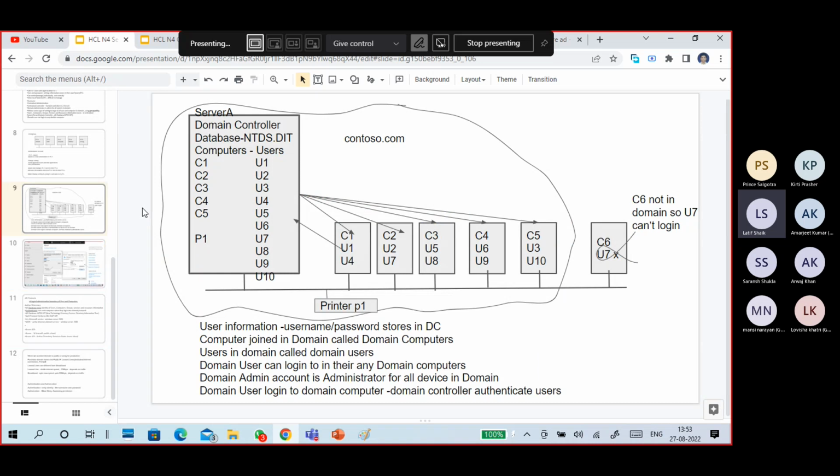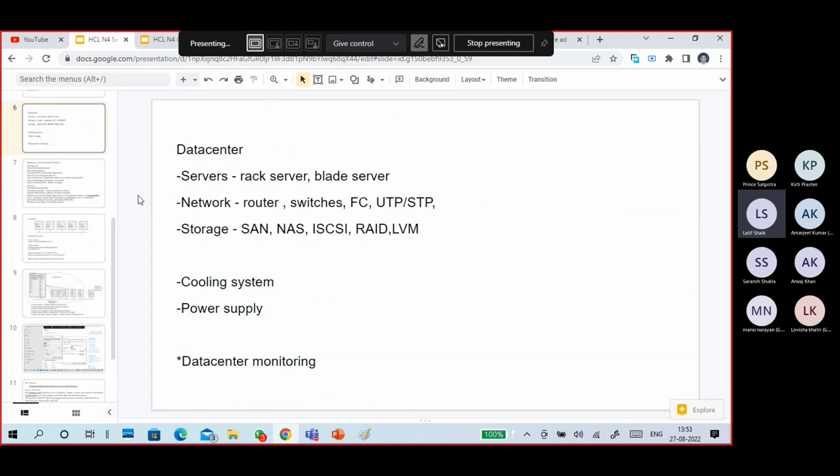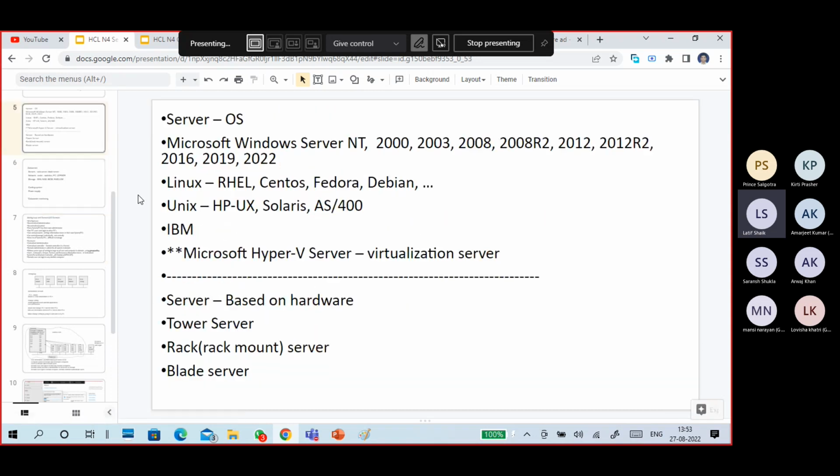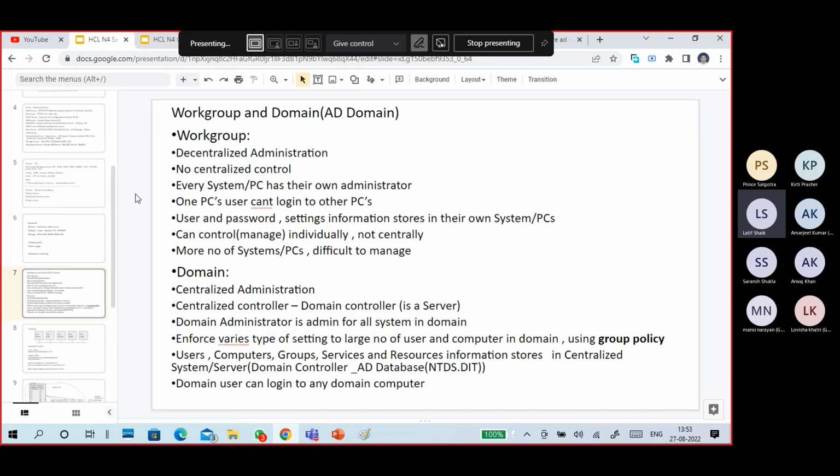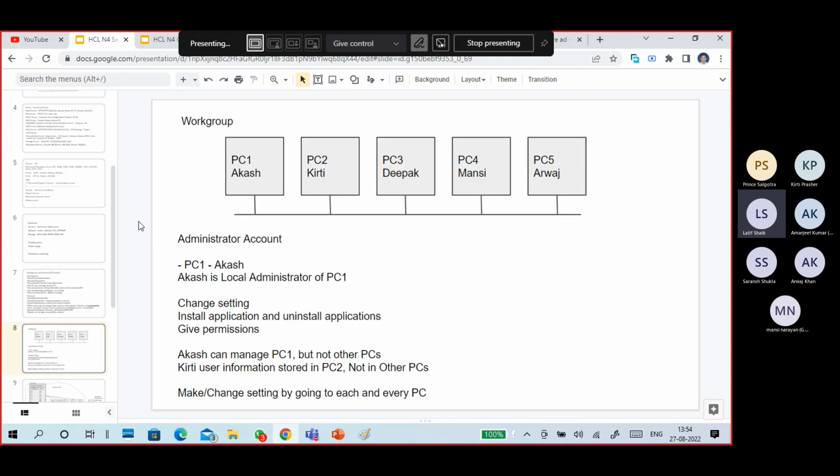So yeah, I will close it. It is already about 2 o'clock. What we discussed just before, since morning we discussed servers. But once again, I will tell the important thing: what is a workgroup, what is a domain, and the difference between workgroup and domain. Decentralized and centralized administration. Centralized administrator, whereas each individual PC has its own administrator. User information stored in the local PC versus user information stored in a centralized PC. User is authenticated by the local PC versus authenticated by the central PC only. That is the difference between workgroup and domain.